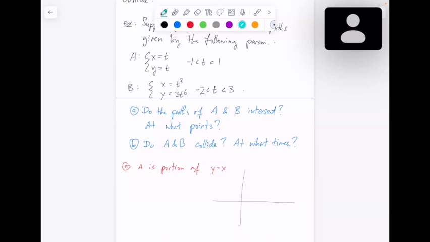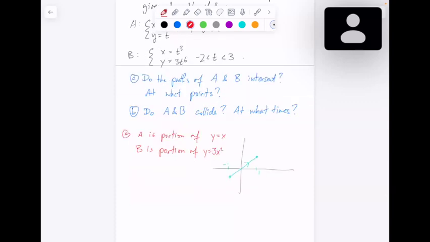So it's a portion of the straight line y is equal to x. That's the trajectory of particle A, and you're going from -1 to 1. And then you have B. What's the algebraic equation that's satisfied by B here? Right, so it should be y is equal to 3x squared. And so this should be an upwards opening parabola, right?